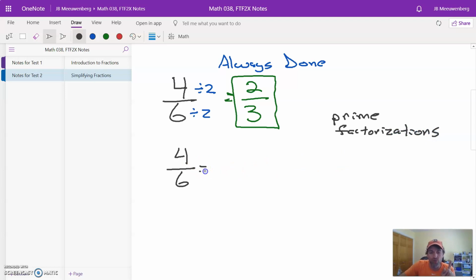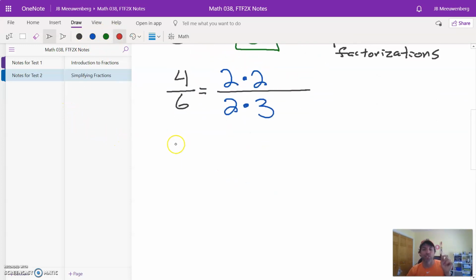So if I do the number 4, if I take the number 4 and do its prime factorization, remember a little factor tree, it would be 2 times 2. 4 is equal to 2 times 2. And 6, if I do a factor tree and write its prime factorization, it would be 2 times 3.